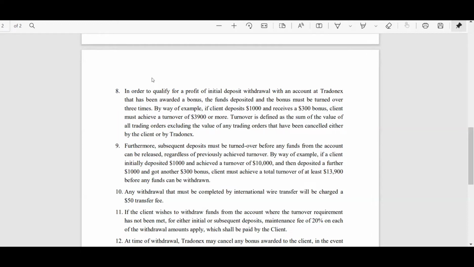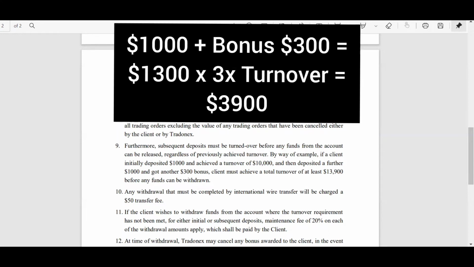Okay, so I'll touch on that a little bit and try to break it down for you. So, it does say if you start an account with $1,000 and they give you a $300 bonus and your account says $1,300, you must achieve a turnover of 3,900. So you have to turn over this account 3 times before you can start withdrawing your money.